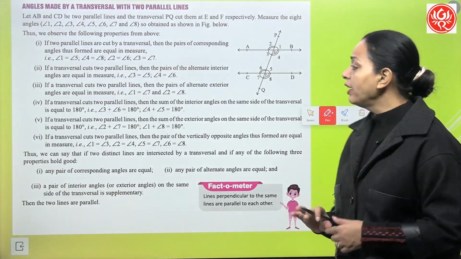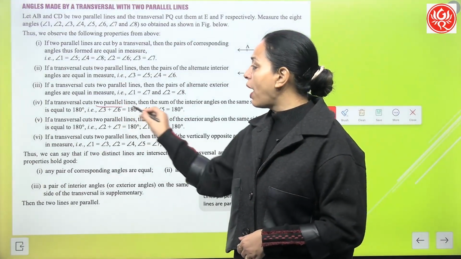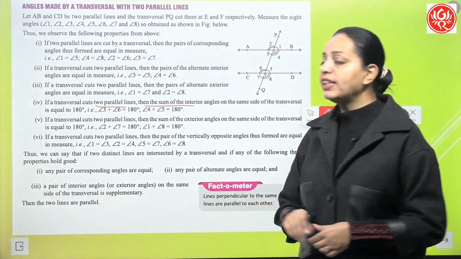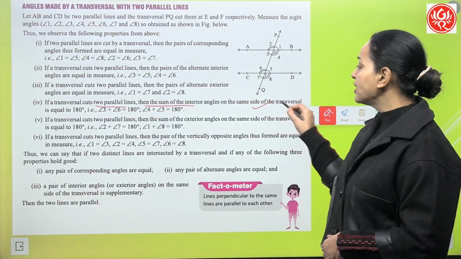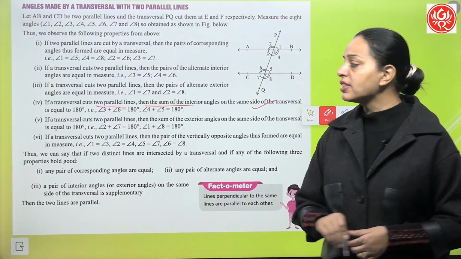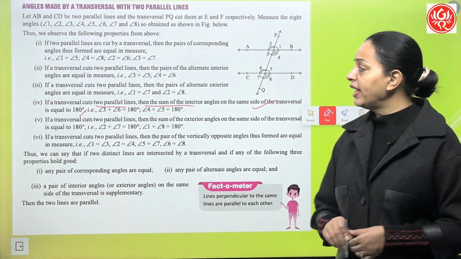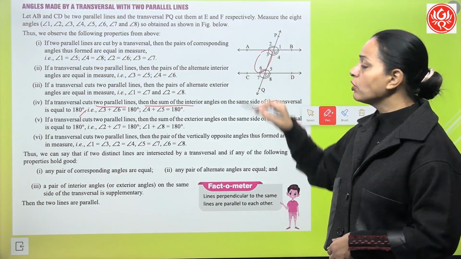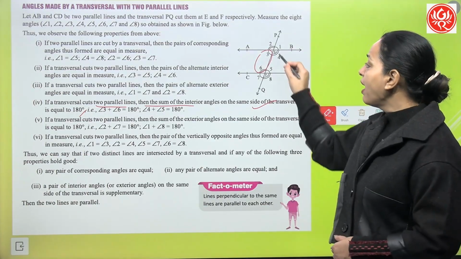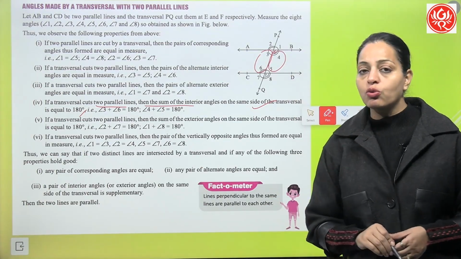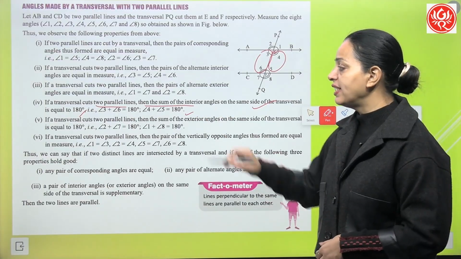The next one, if a transversal cuts two parallel lines, then the sum of the interior angles on the same side of the transversal is equal to 180 degrees, means 3 plus 6 equals 180 degrees and 4 plus 5 equals 180 degrees.